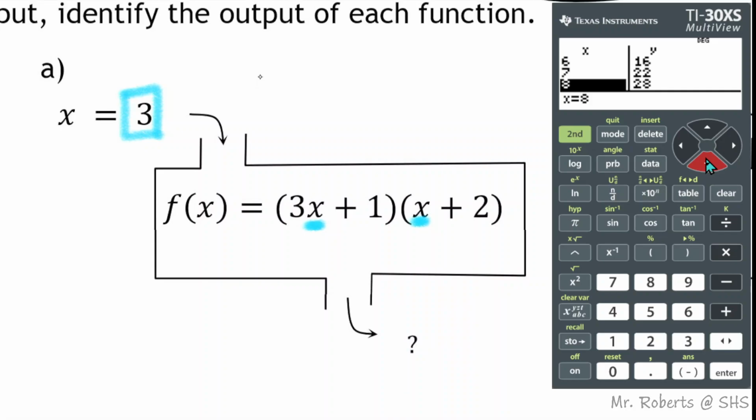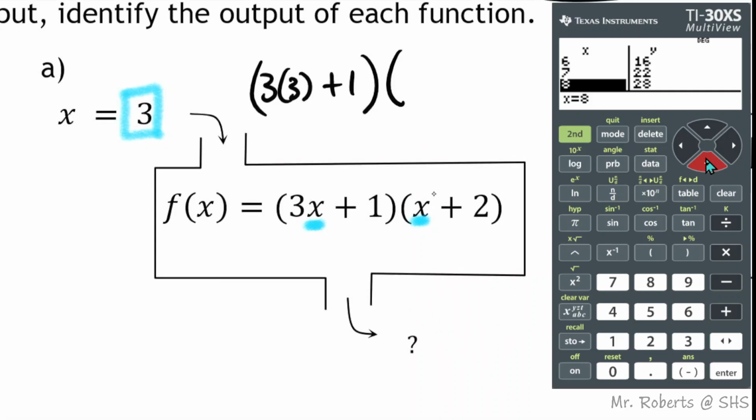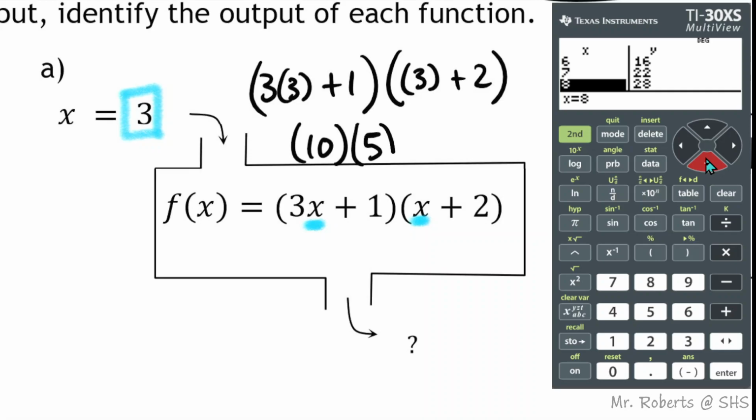So this is going to become, open parentheses, 3 times another 3 plus a 1, close parentheses, open parentheses, and then I've got this x, 3, and then plus a 2, close parentheses. So if I evaluate this first set of parentheses, I've got 3 times 3 plus 1. 3 times 3 is 9, plus 1 is 10. And in the second parentheses, I've just got 3 plus 2, which is 5. So I'm looking at 10 times 5, which is the number 50. So what does that mean? That means that when x is 3, y became the number 50.